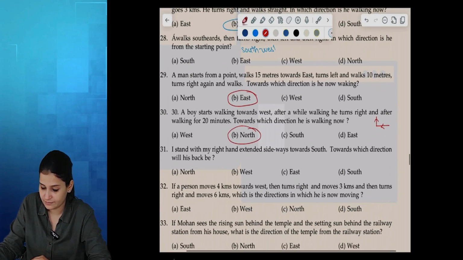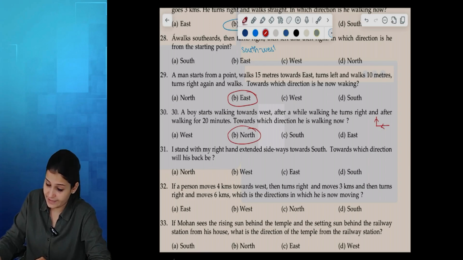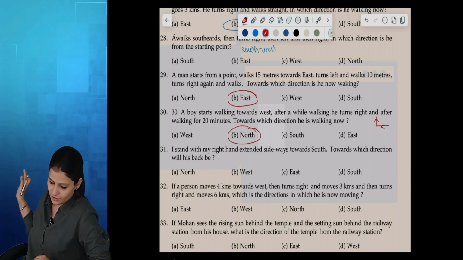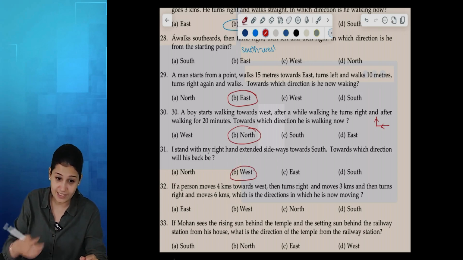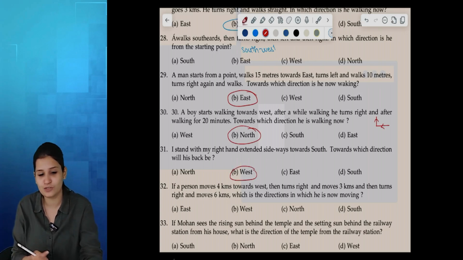Next, 31. West. I stand with my right hand extended sideways towards south. Towards which direction will my back be? West. If you can see, I just turned and looked. I don't even know the answers this way.